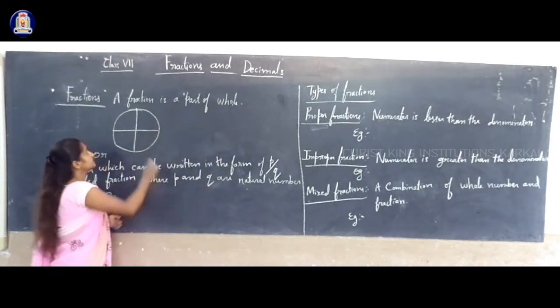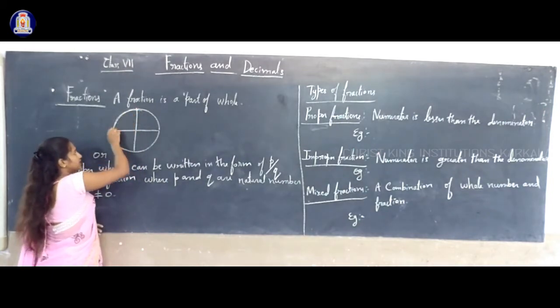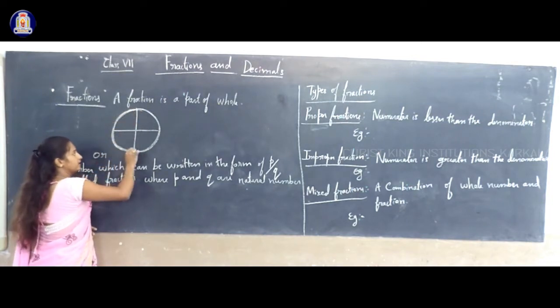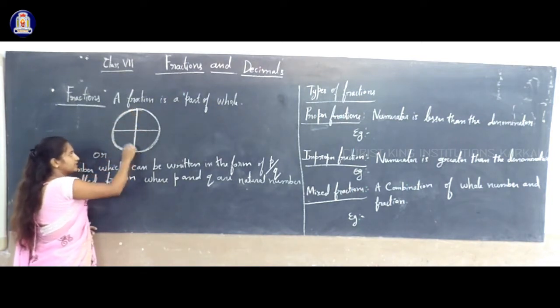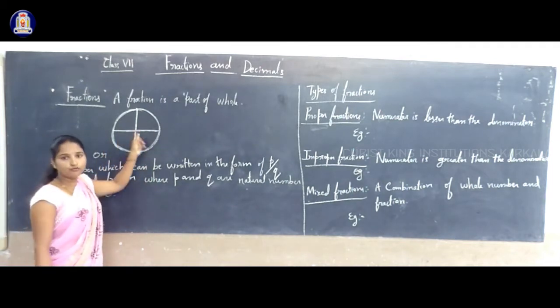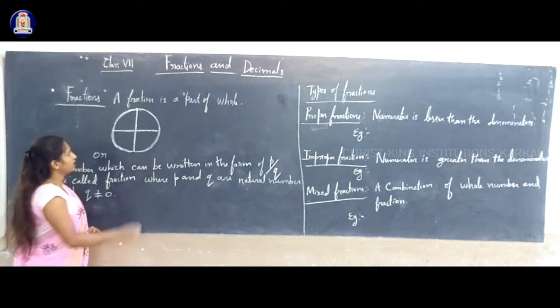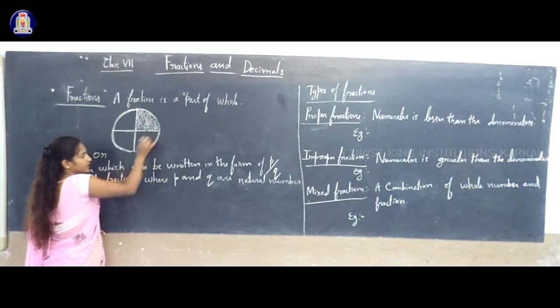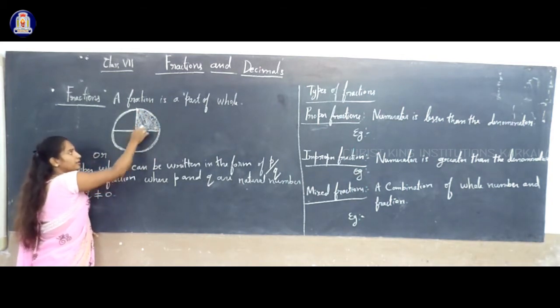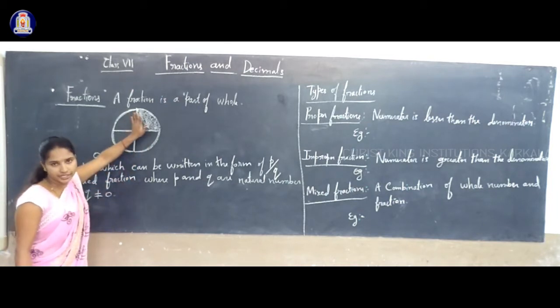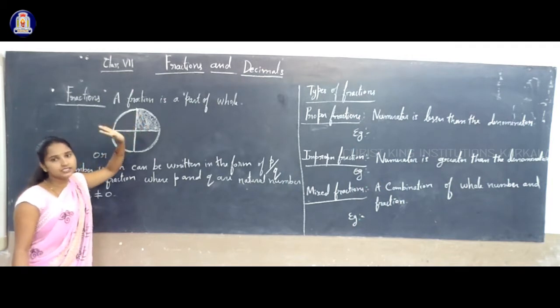Means if I consider a circle, if I draw one circle, see this is a circle, right? Then I'll divide the circle into 4 equal parts. Okay? So if I shade one part of this circle, say total how many parts? Total 4 parts. In this, one part is shaded. Correct? One part of the circle is shaded.